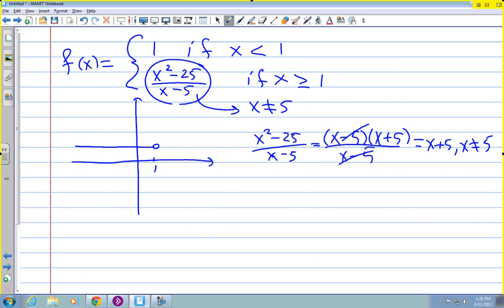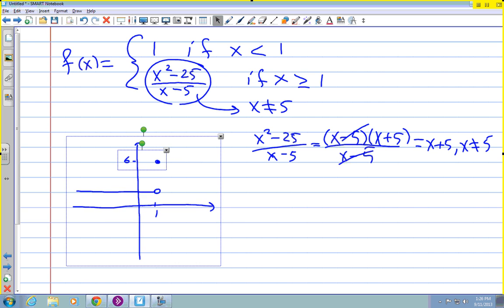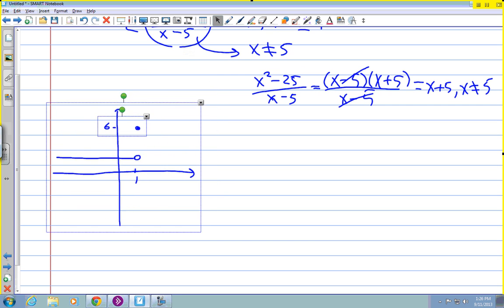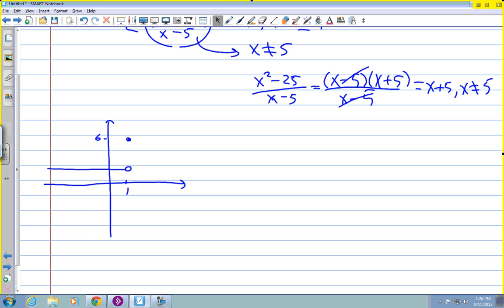It will start somewhere here, right? If I plug in 1, I'll get something like 6. And then it goes as a straight line with a slope 1, over 1, up 1. Where did the 6 come from? When you plug in 1 into x plus 5, you get 6, right? Okay.